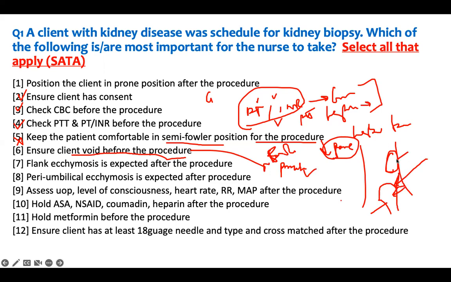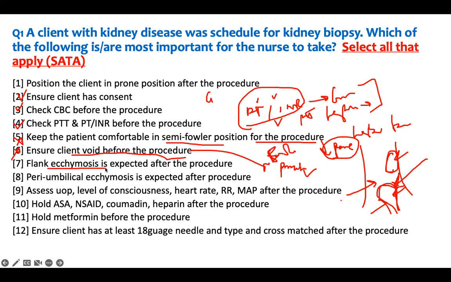Kidney biopsy, you go into the backside, the retroperitoneum. You're not going into the abdomen, the peritoneum layer, which requires ensuring the patient empties their bladder, which is good for paracentesis. Therefore, we don't do this.